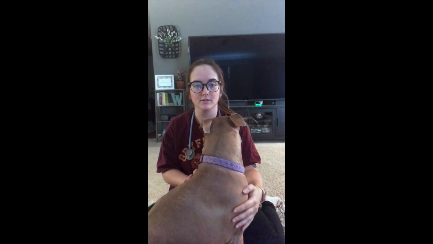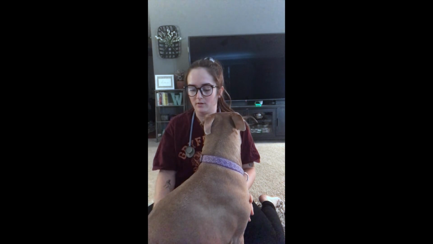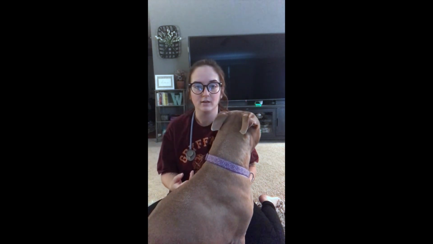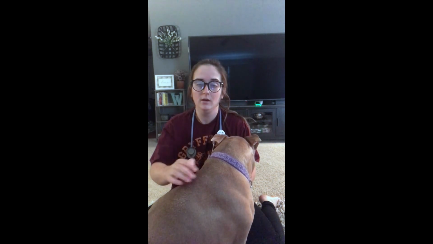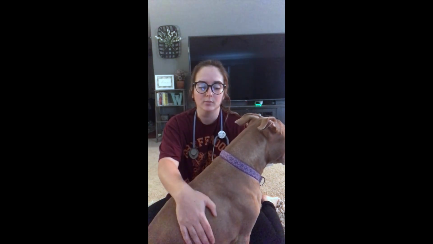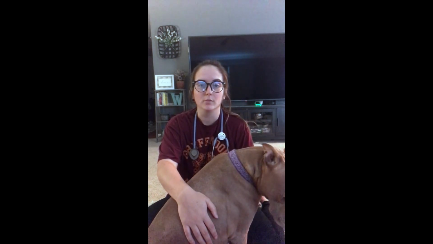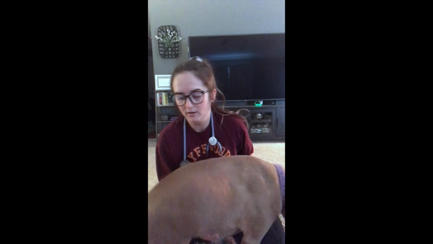So her heart rate is very low and steady. She's at about 62 beats per minute. Her lungs sound great. I listened to all the lung fields. I listened to both sides. Everything is equal, not raspy, not crackly. Her heart sounds great. She does not have any murmurs, no arrhythmias. And we could do her temperature as well.